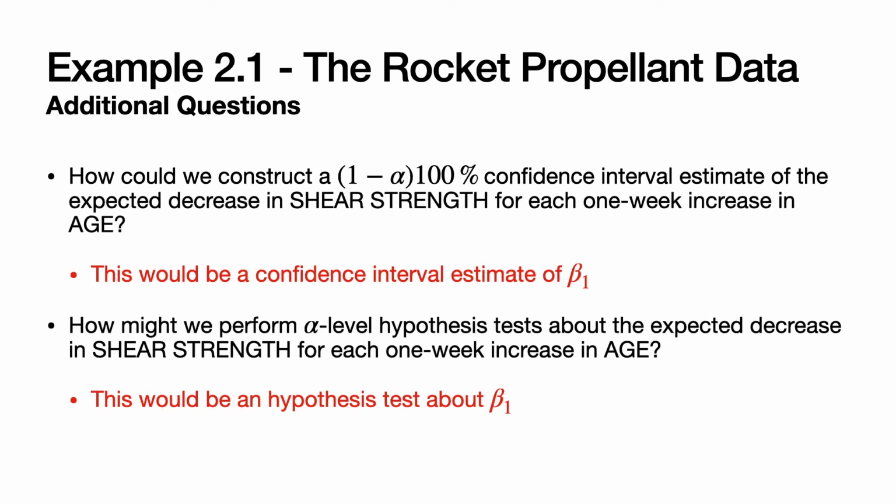How could we construct a 1 minus alpha times 100% confidence interval estimate of the expected decrease in shear strength for each 1 week increase in age? Now, this would be a confidence interval estimate of beta 1. And finally, how might we perform alpha level hypothesis tests about the expected decrease in shear strength for each 1 week increase in age? This would be an hypothesis test about beta 1.